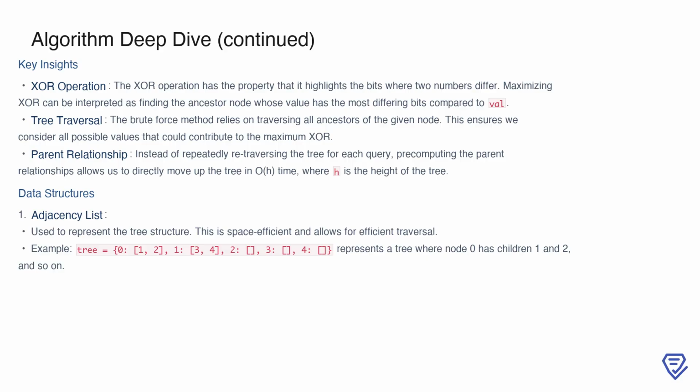Efficient data structures like an adjacency list are also critical. This representation of the tree is both space-efficient and allows us to traverse child-parent relationships seamlessly. For example, in a tree represented as 0, 1, 2, 1, 3, 4, 2, node 0 is the parent of nodes 1 and 2, and node 1 is the parent of nodes 3 and 4. This structure is simple yet powerful for managing tree traversal.